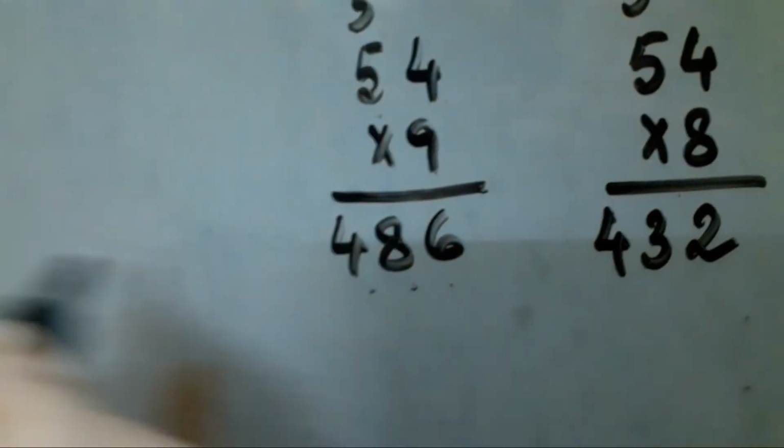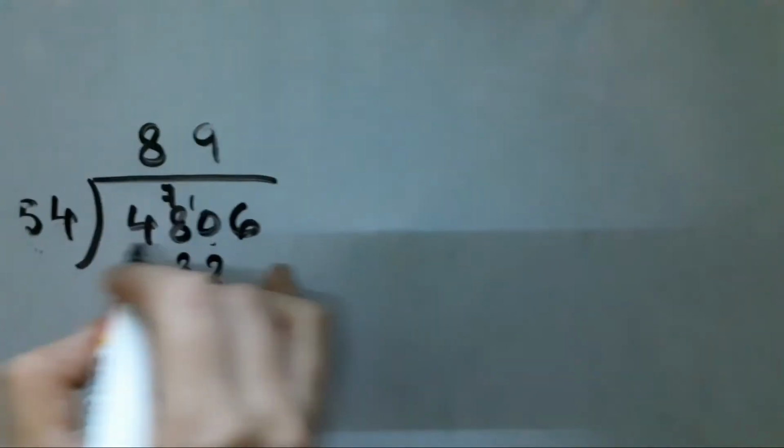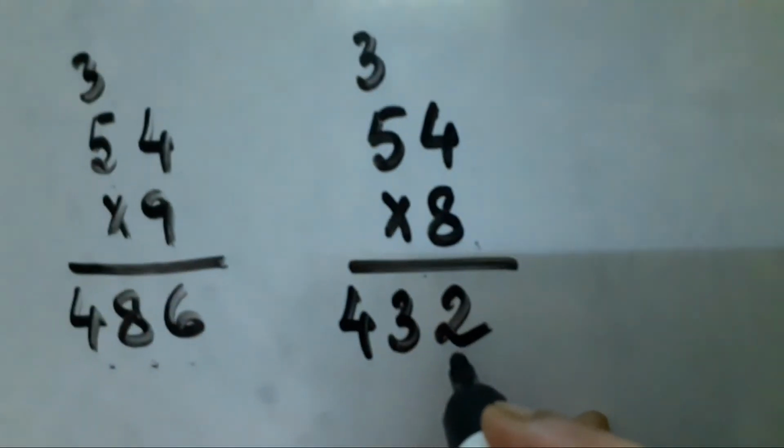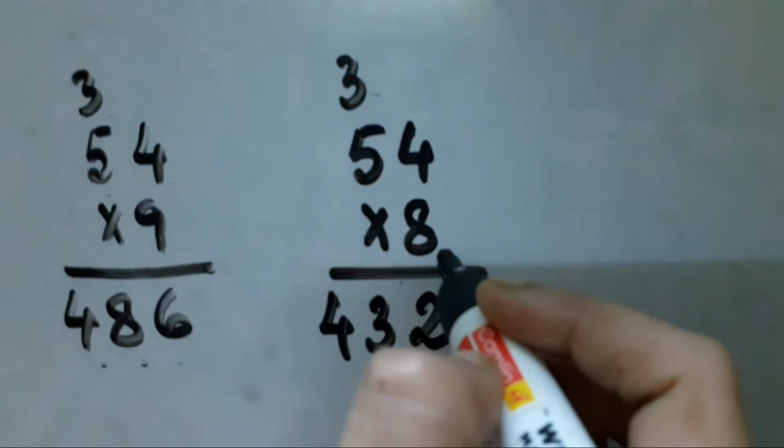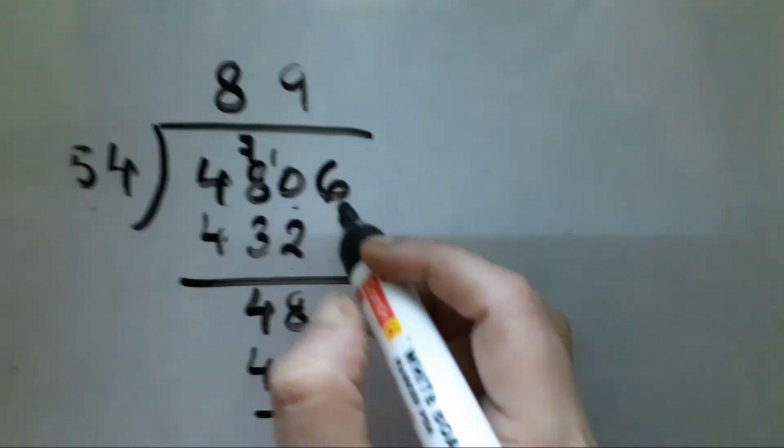But you see children, 486 is greater than 480. So we will multiply 54 by 8. 8 4s are 32, 2. 3 you carry. 8 5s are 40 plus 3, 43. 432 we will write here.